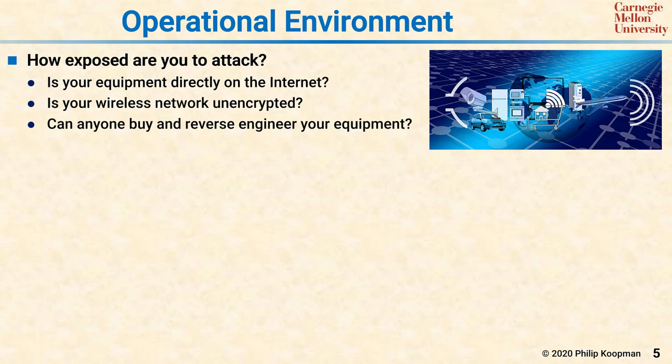The operational environment that your system is exposed to determines what types of threats you should consider. Ask yourself, how exposed are you to attack? Is your equipment likely to be directly connected to the internet? And by the way, if it has an Ethernet jack, someone will probably attempt to connect it to the internet even if you told them not to.